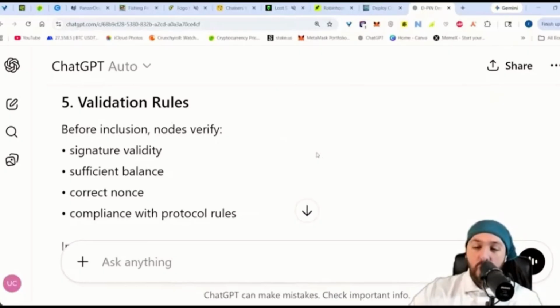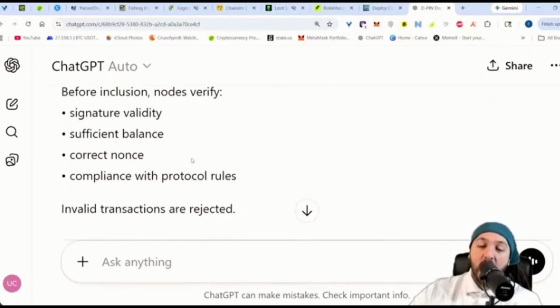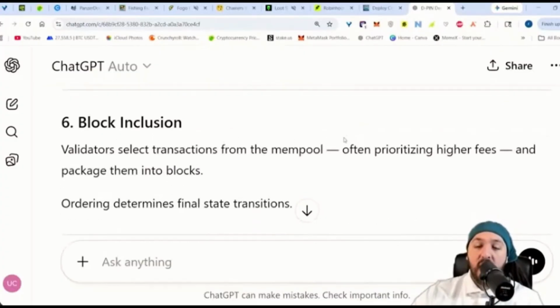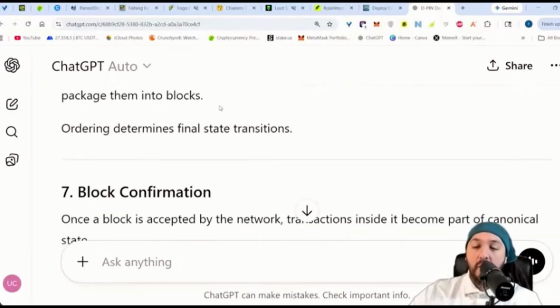So, validation rules. Before inclusion, nodes verify the signature validity, sufficient balance, correct nonce, and compliance with protocol rules. Invalid transactions are rejected. Block inclusion. Validators select transactions from the mempool, often prioritizing higher fees, that's what I was just saying, and packaging them into blocks. Ordering determines final state transition, right? So how they order them, how they go through, that's going to be the final ledger, or the final state or memory of what happened, right?